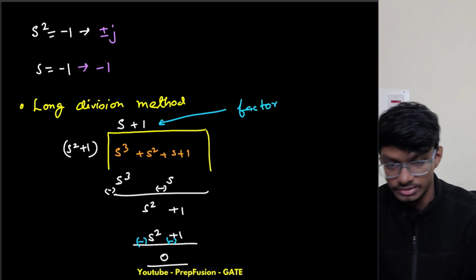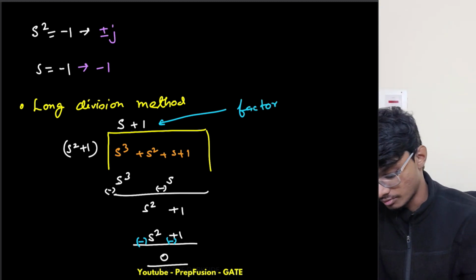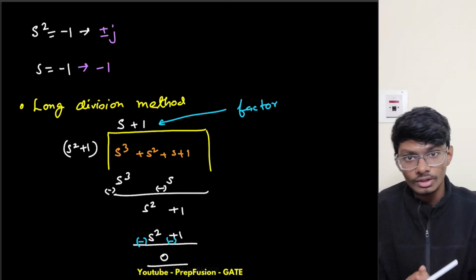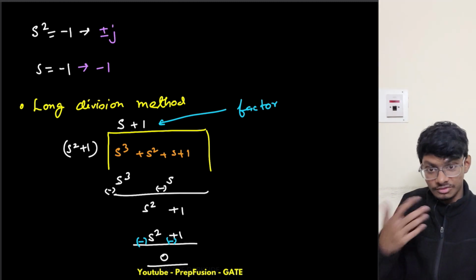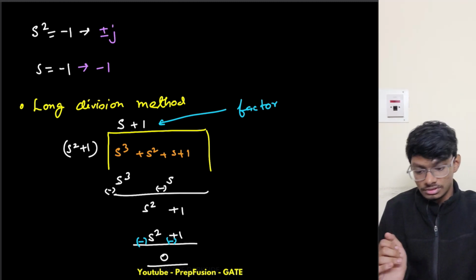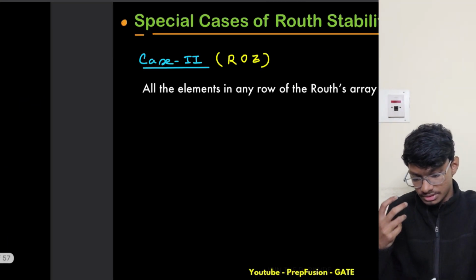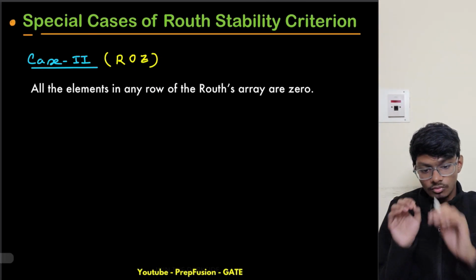So this is basically s equals to minus 1, okay, as we found it out from here also. So you can do it like this one also. Okay, so yeah, I think that's it for the solution of this one. This one has already gone long. So now we'll do the second case, which is the special case, which is the row of 0.